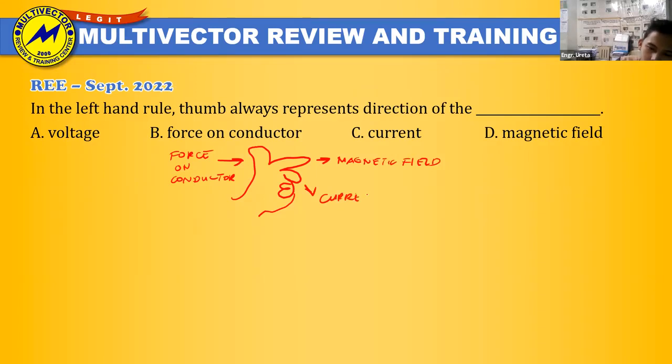Kaya ang tamang sagot dito, in the left-hand rule, thumb represents the direction of force, yung force ng conductor. Okay? So yun yung problem number 17. Force on the conductor. Kaya pagka tinuro nyo sa inyo yung left hand nyo, laging nakaturo yung direction ng current dun sa tao. So yun yung palatandaan ko dito. Force, magnetic field, and current. So tatandaan nyo.